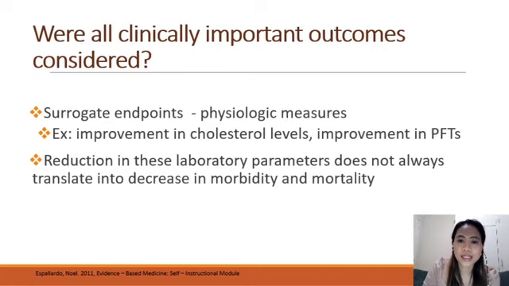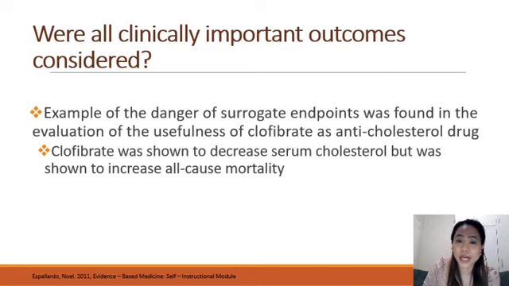Outcomes measured in the study is the next consideration. Important outcomes are those related to mortality and morbidity, but sometimes these are hard to assess since they may require long periods of follow-up. Thus, some researchers use surrogate outcomes, which are physiologic measures. Reductions in these laboratory parameters does not always translate in the decrease in morbidity and mortality. A classic example of this is the drug clofibrate. It was shown to decrease serum cholesterol but was shown to increase all-cause mortality.